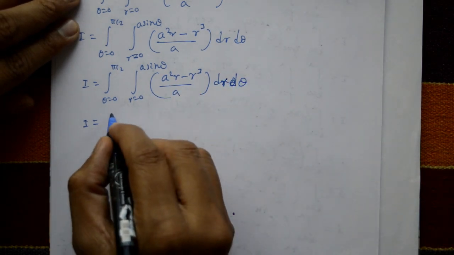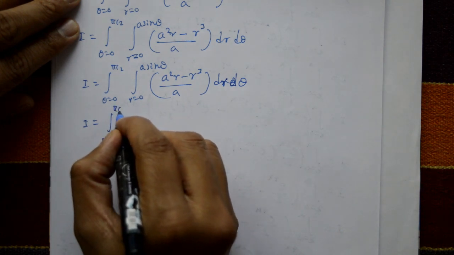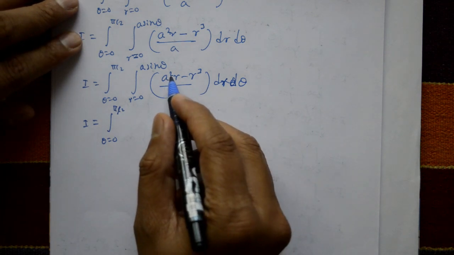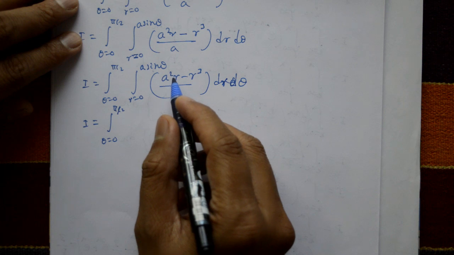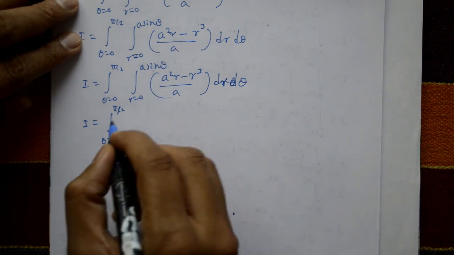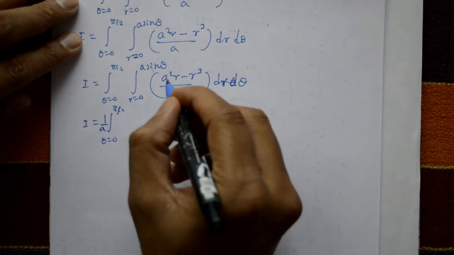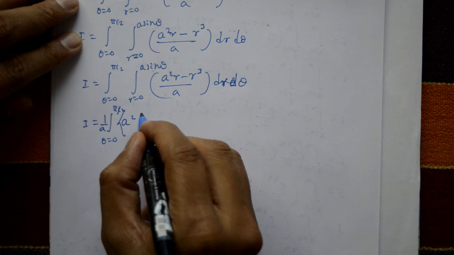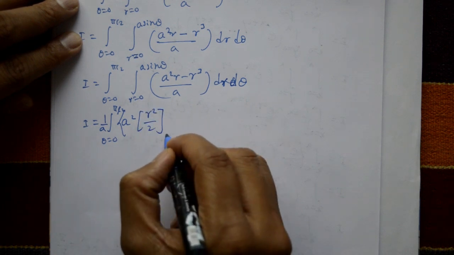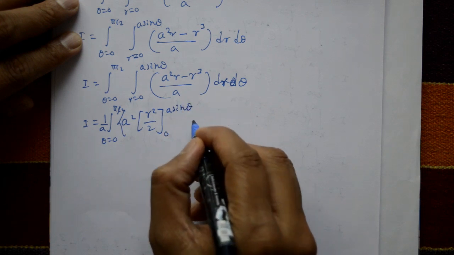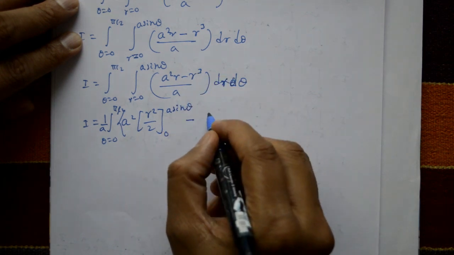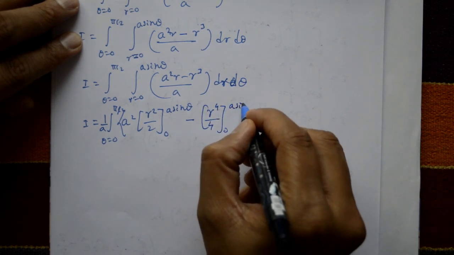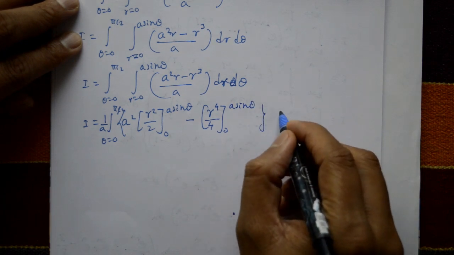Next is with respect to r, integration of theta from 0 to pi by 2. Okay, with respect to r, a square is outside, and 1 by a is outside. Now a square as it is, integration of r is r square by 2, with limits 0 to a sin theta, minus r cube, integrate r cube is r to the 4 by 4, with limits 0 to a sin theta, and d theta.